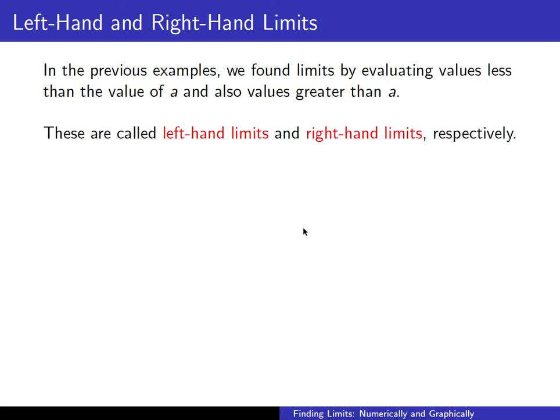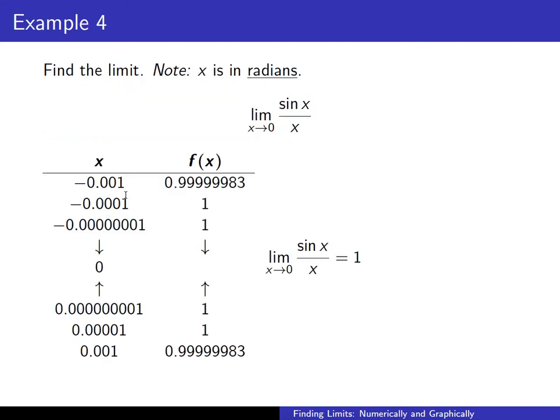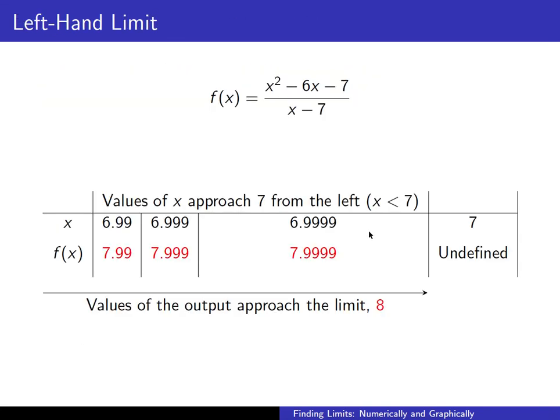Alright, so in the previous examples, we found limits by evaluating values less than the value of a and also values greater than the value of a. Those are called left-hand limits and right-hand limits, respectively. So values that are less than that value of 0 that we're plugging in are your left hand, and values that are greater than 0, like we did going up this way, are your right hand. So, your left-hand and right-hand limits.